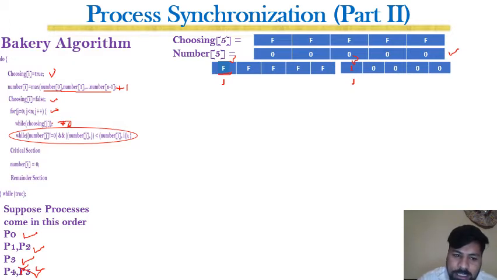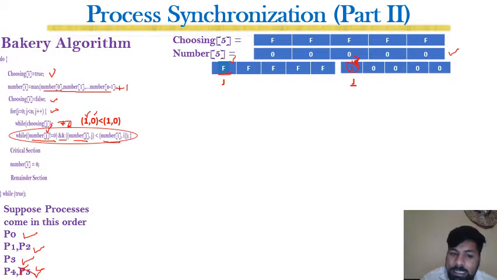So while number at j is not equal to 0, as long as number at j is not equal to 0, but j is at this position, so number at j is not equal to 0. The condition is true because it is 1. Number at j not equal to 0, this condition is true, but because there is an AND operation, we must have another condition true, and that is number at j comma j. So number at j is 1. You can see here number at j comma j, and j is 0, right? So number at j is 1, comma j, that is 0, should be less than number at i, and now i shows just the process number.